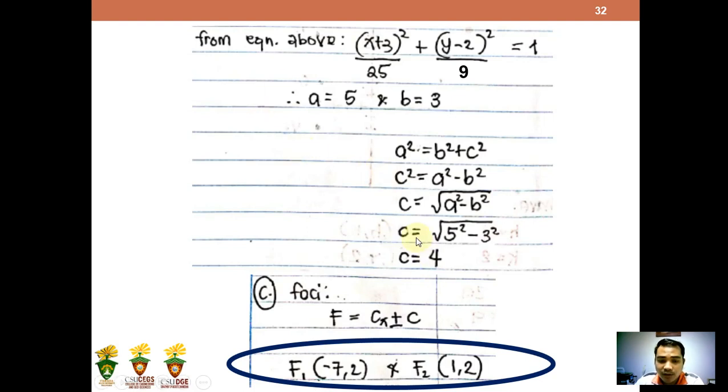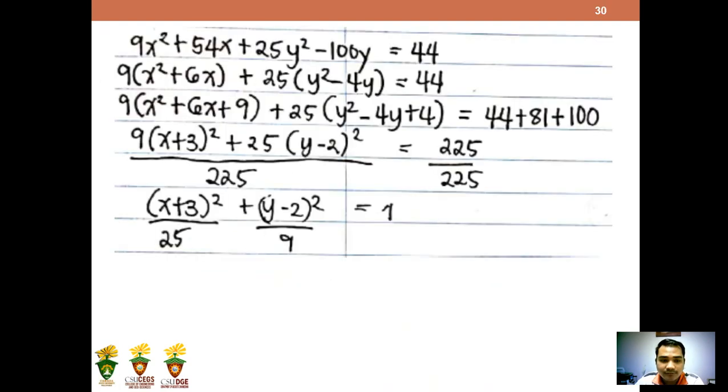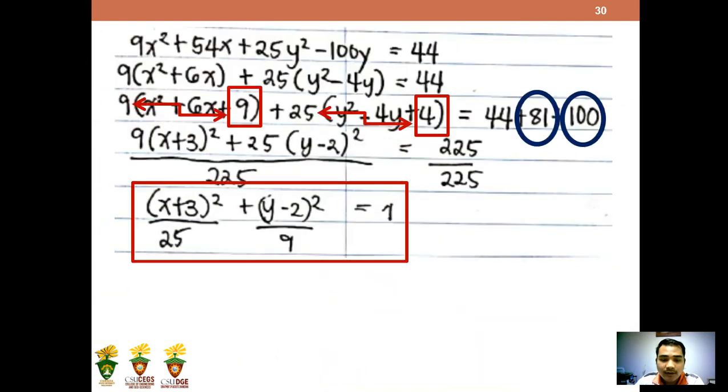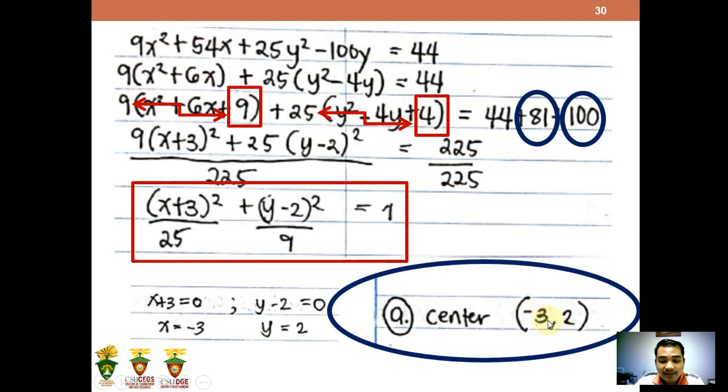And to get the foci, as we discussed earlier, the distance from the origin to one of its foci is equal to c, or a times the eccentricity. So we have obtained c. C is also the distance from the origin to one of the foci. So going to the right we add, and going to the left we subtract. So, along the x-axis, we add to x, and y stays put. We have the center, which is negative 3 and 2.